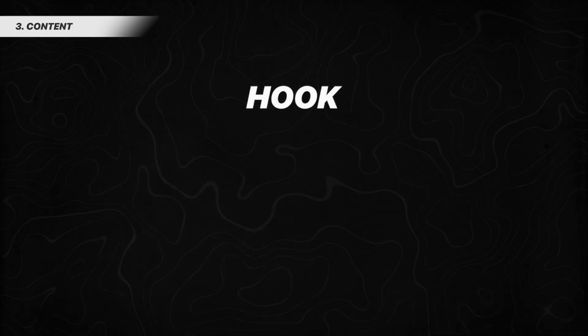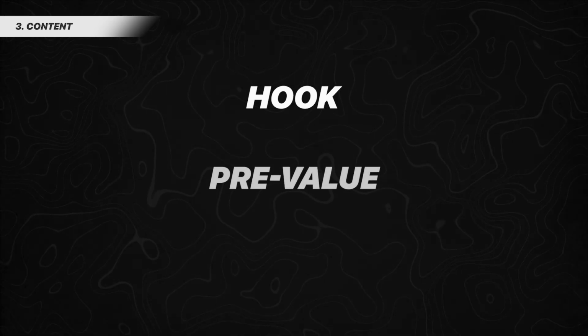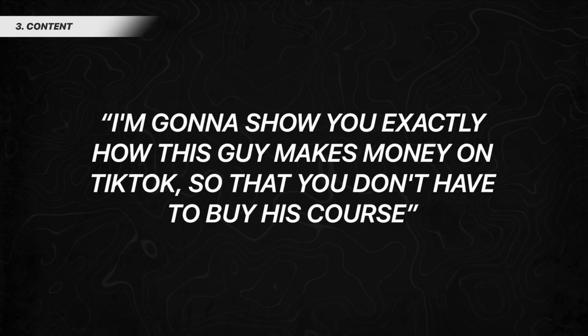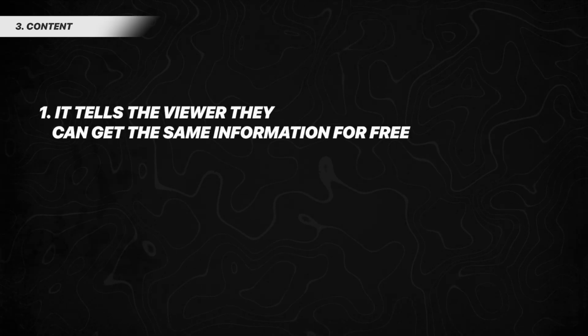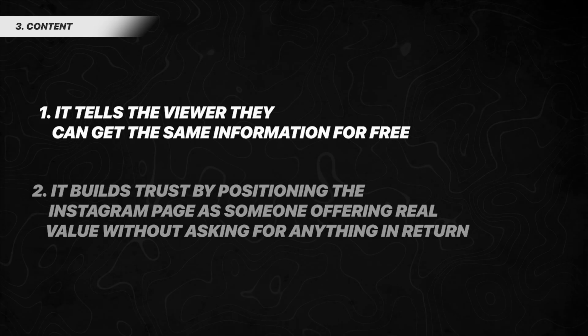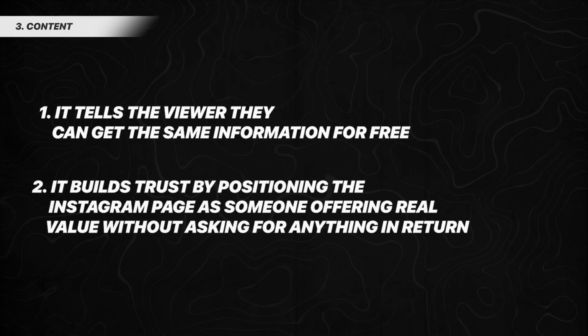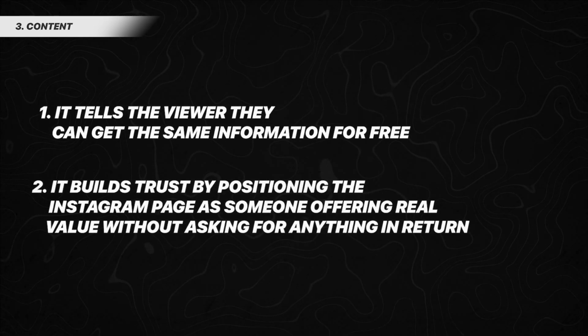It starts with a stitch hook from a viral video, then moves into the pre-value where the creator gives context about how the original creator got the result that they claimed in the hook. For example, he said, "I'm gonna show you exactly how this guy makes money on TikTok so you don't have to buy his course." This works so well because it does two things. One, it tells a viewer they can get the same information for free, and two, it builds trust by positioning the Instagram page as someone who's offering real value without asking for anything in return. Then it transitions into the actual value delivered through a step-by-step breakdown of how the viewer can achieve the same result.